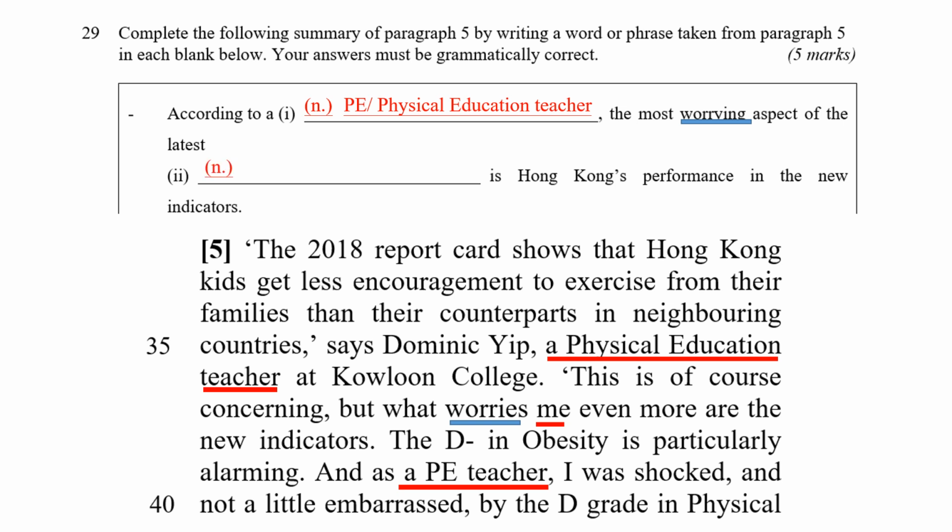The most worrying aspect of the lay test, it should be followed by a noun. So all these is actually the findings from the report card here. So the Hong Kong's performance actually means Hong Kong kids getting less encouragement to do exercise. So the answer here should be report card.